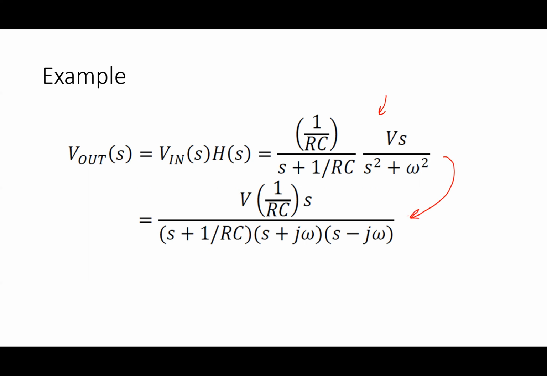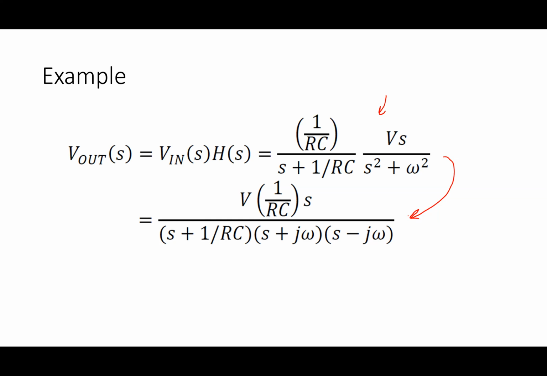Made it irrational? No. What did I do between those two steps? You factored the s squared plus omega squared? I did, yeah. S squared plus omega squared became s plus j omega times s minus j omega. Multiply those out and I get s squared plus omega squared. So that makes it easier to do partial fractions later. It does, thank you, yes.